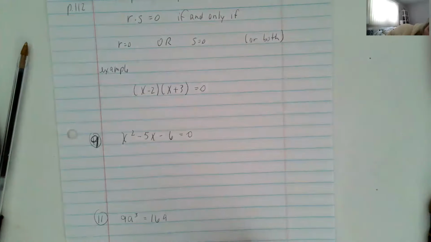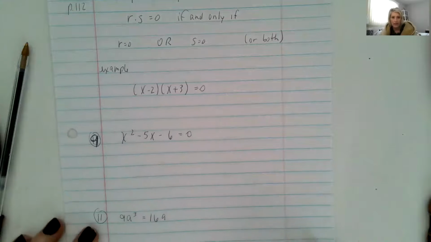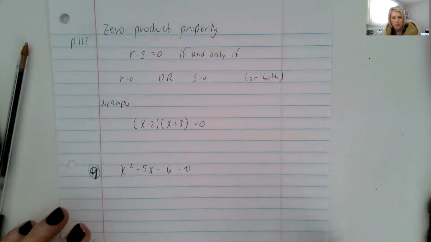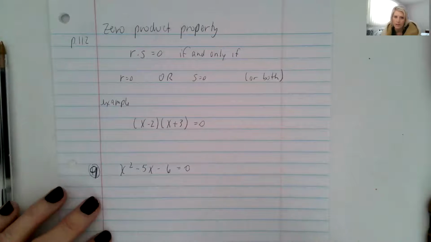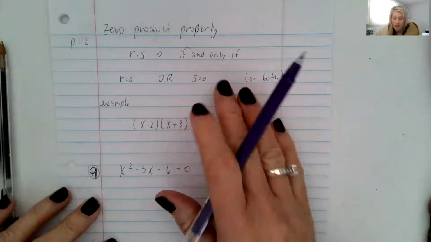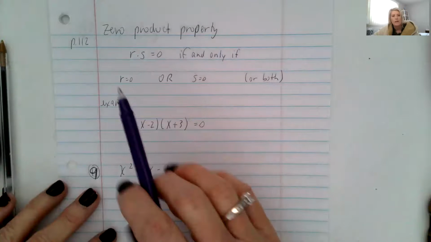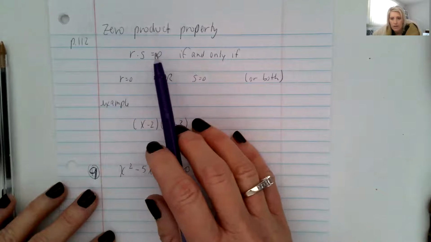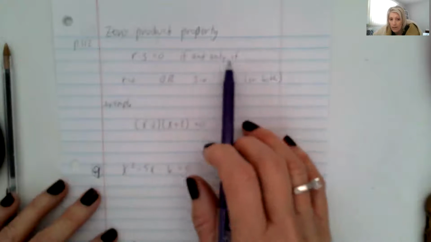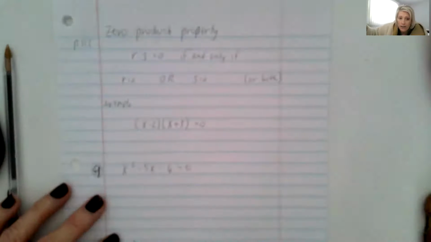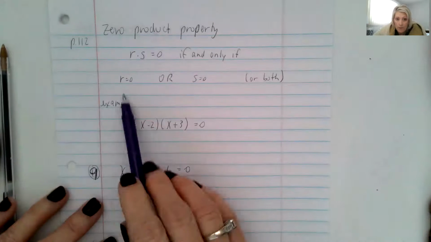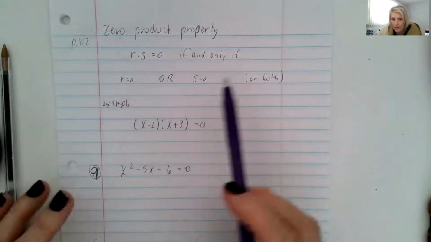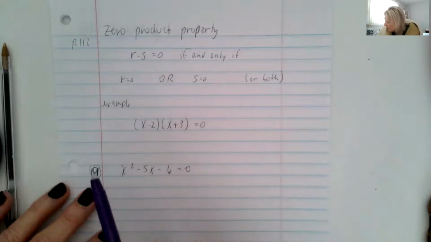Okay, so those were all linear equations. Now we're going to look at something different, where we are going to have to use our zero product property. And this is also in lesson 2.1 on page 112. It says if r times s is equal to 0, this can only be true if and only if either r equals 0 or s equals 0. If either of them equals 0, then our statement is true. r times s equals 0.